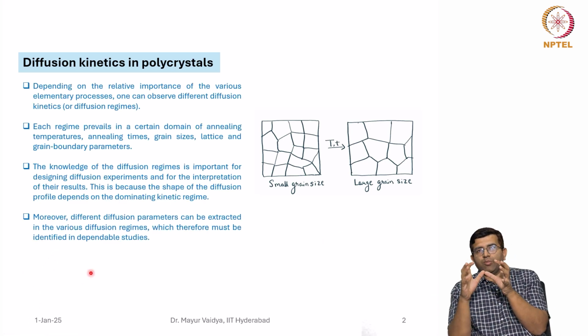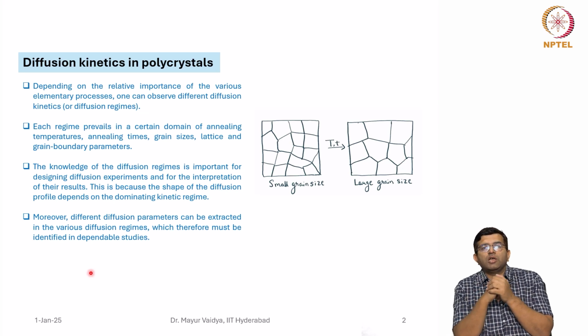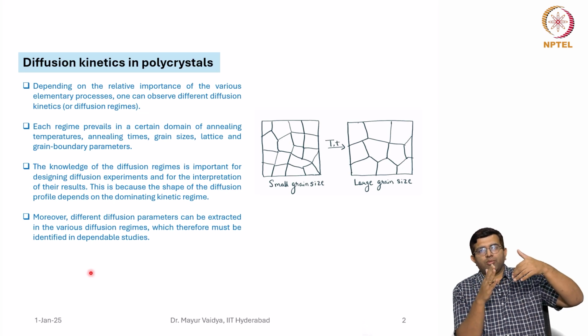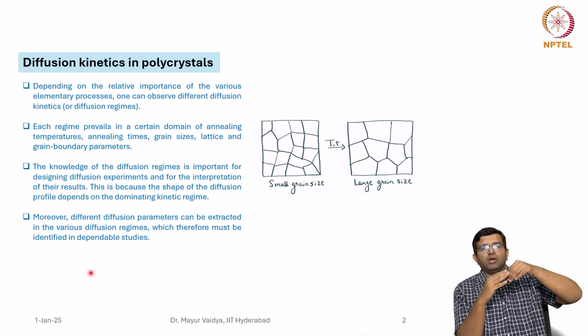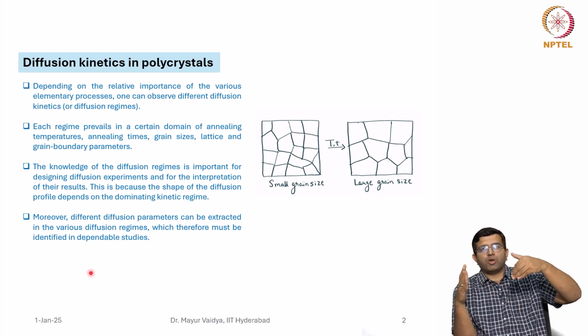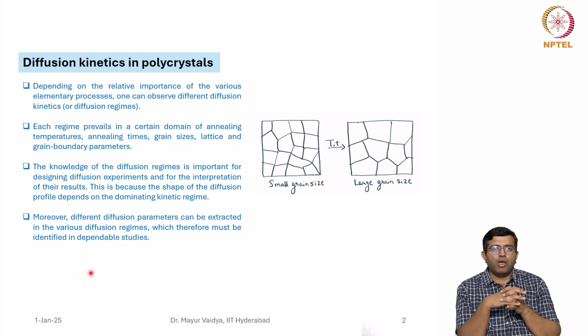Each kinetic regime prevails in a certain domain of annealing temperatures, annealing times, grain sizes, and lattice and grain boundary parameters. By regime, we mean that we are trying to classify the regimes so that we understand the relative importance of grain boundary diffusion relative to the lattice diffusion.